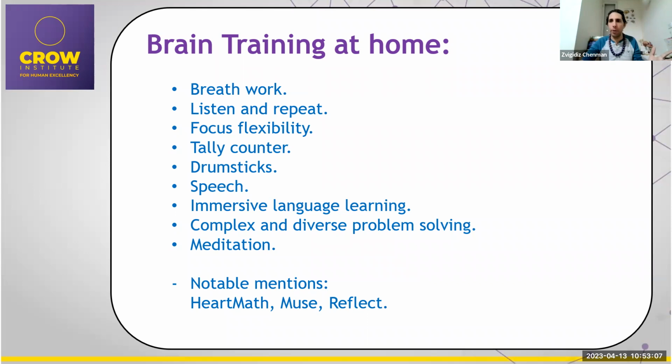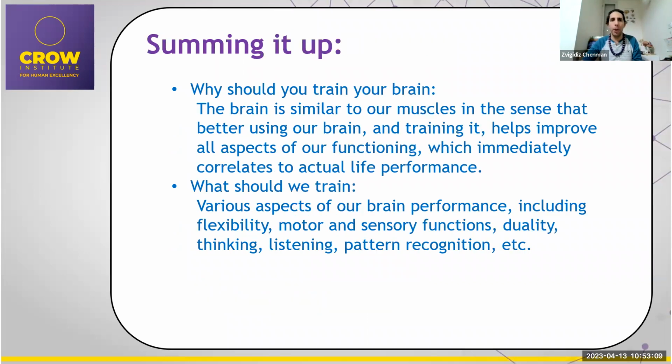So I'll just sum it up, okay, for you to know. Why should you train your brain? We said the whys and whats, right? The brain is similar to our muscles in the sense that better using our brain and training it helps improve all aspects of our functioning, which immediately correlates to actual life performance, focus, creativity, flexibility, problem solving, decision making, all of those things that are important online when we're in our working space, when we want to sell a product, when we want to give a presentation, when we want to do anything. These things correlate immediately to the way we perform. So the more we train the brain, the better we can do other things, right?